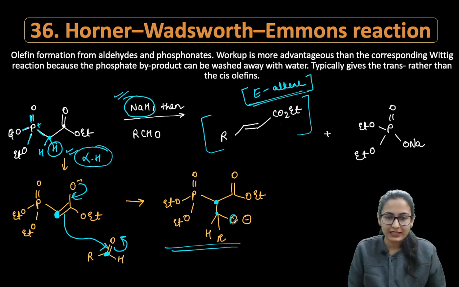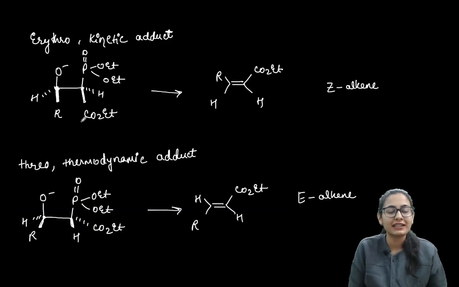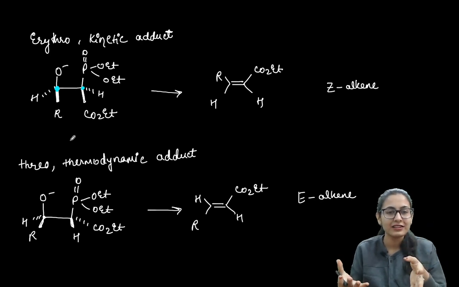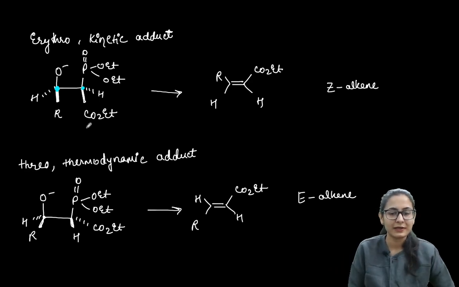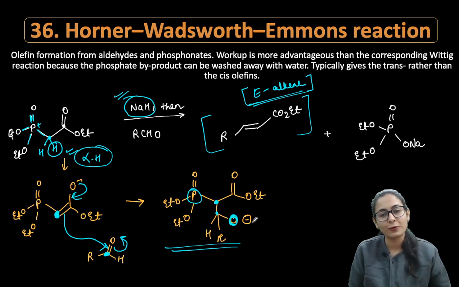So this O minus, it is going to attack on the phosphorus to give you once again the betaine intermediate. Let's see. So what happens is, guys, just focus first thing that I had just written it in a manner so that we see where is the R, where is the ester product, what is the relative stereochemistry. I have just written it in this manner. If you want, you can write it simply also, that this is O minus.